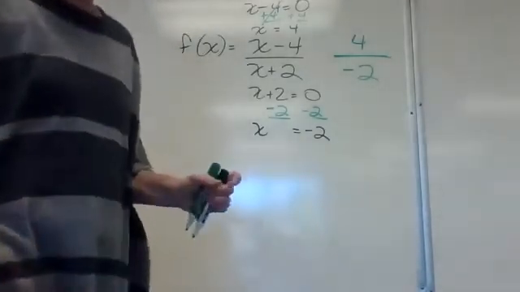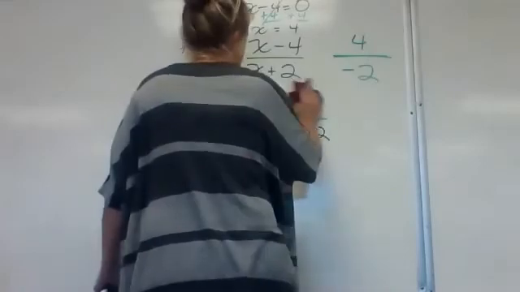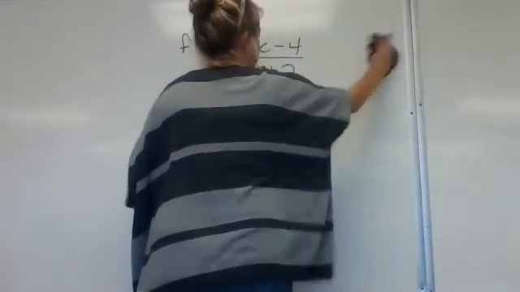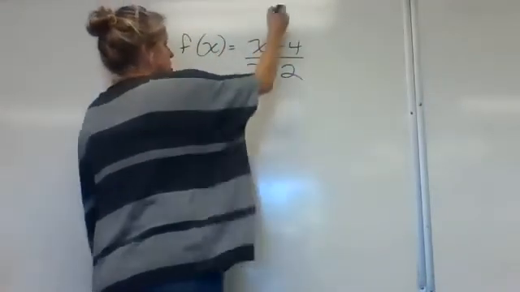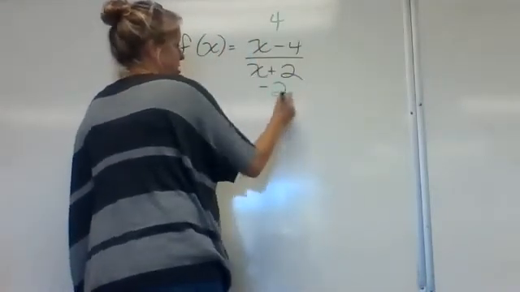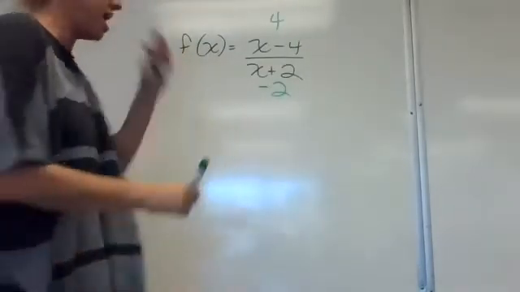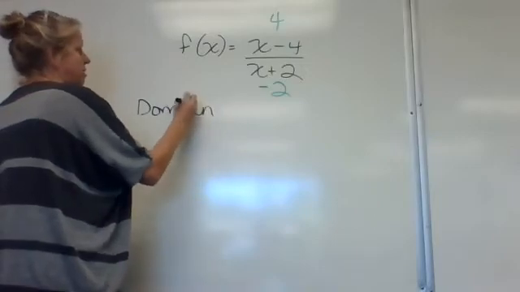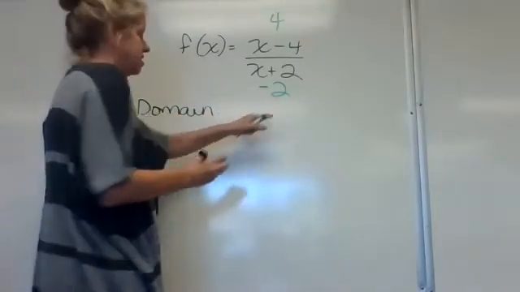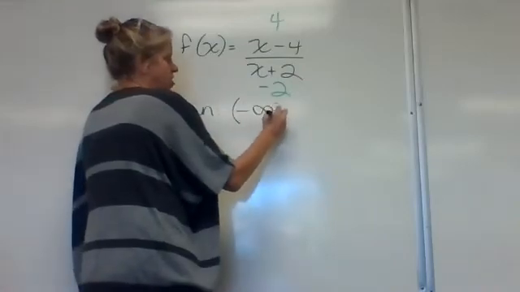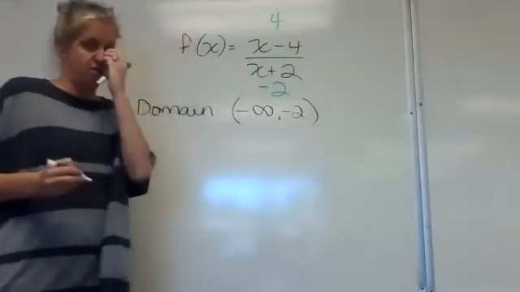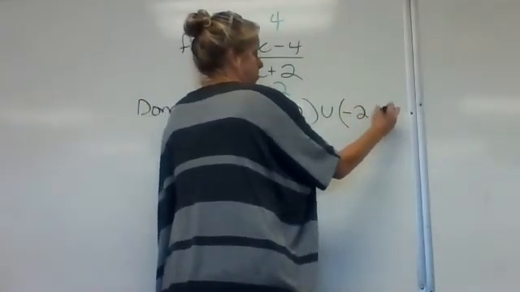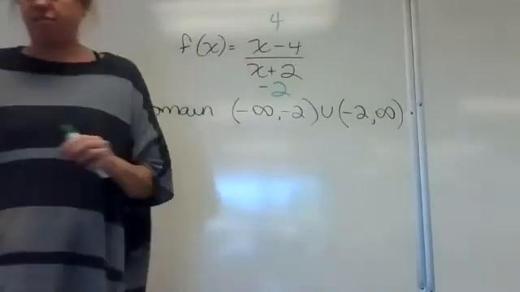First thing it wants to know is what's the domain. The zero at the top was 4, the zero at the bottom was -2. So the domain, where does that come from? The zeros of the denominator just need to be left out of your domain. So I want to say all the numbers below -2, which is -∞ to -2, and all the numbers above -2. So -2 to +∞.